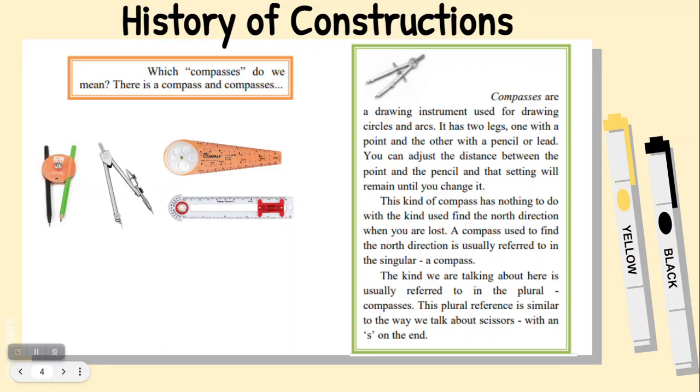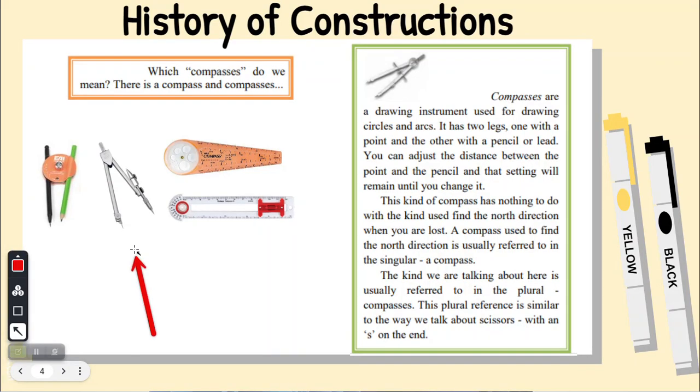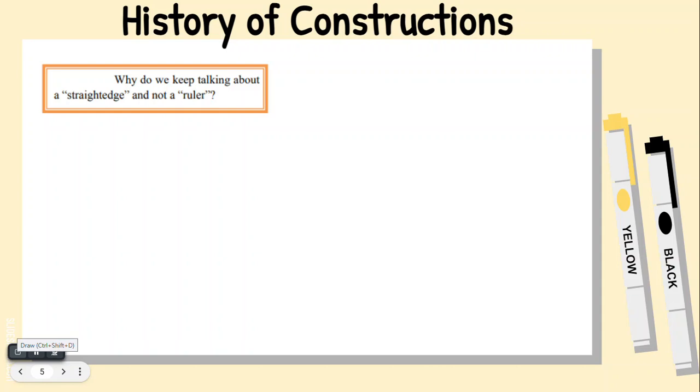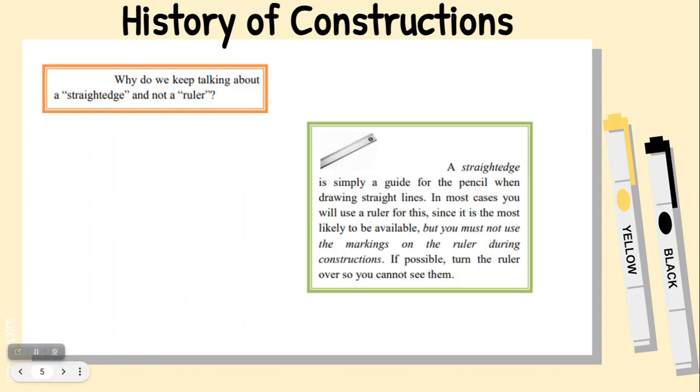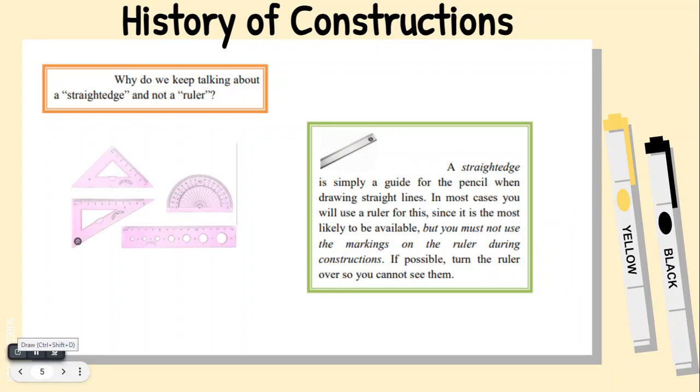Let's look at some other examples of what compasses are. These are four examples of some compasses. We're going to primarily be using ones that look like this, but they all do the same thing. And why do we keep talking about a straight edge and not a ruler? A straight edge is simply a guide for your pencil when you're drawing straight lines. We'll usually use a ruler to create these straight lines, but we do not want to use the markings on the ruler during the constructions. We don't want to use the numbers to sway our constructions in any way. And these are some examples of straight edges that we will use.